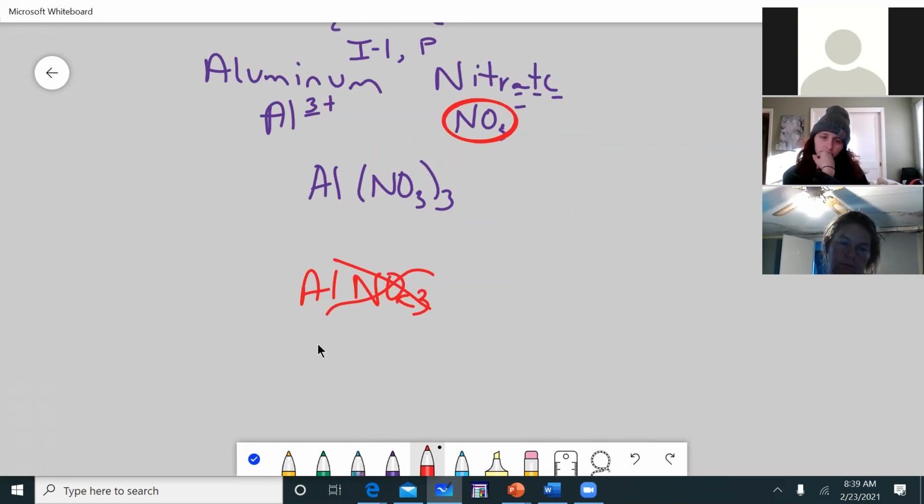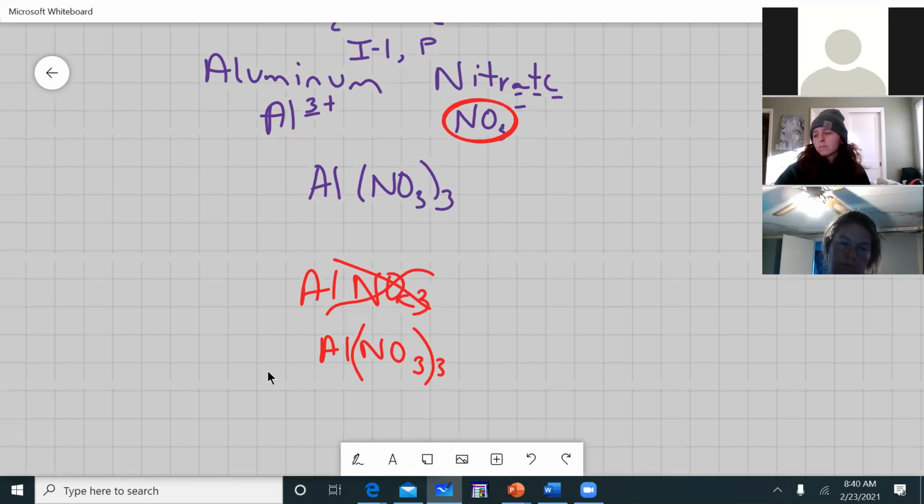Another thing I see students do, Al and O3, 3, and they don't use parentheses. What's faulty here? We don't have 33 oxygens. Without the parentheses, that looks like 33. So we need to put that in there.